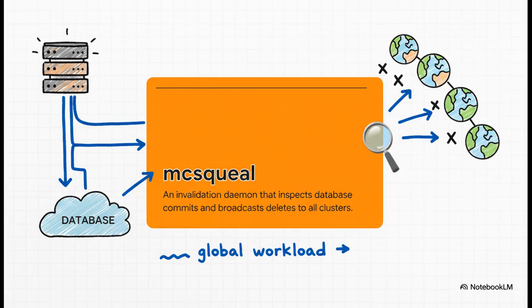Think of it like a little detective that lives on every database server. It's a program, an invalidation daemon, that literally watches every single change made to the database. It figures out which keys need to be deleted from the cache, and then broadcasts those delete commands out to every cluster in the entire region.